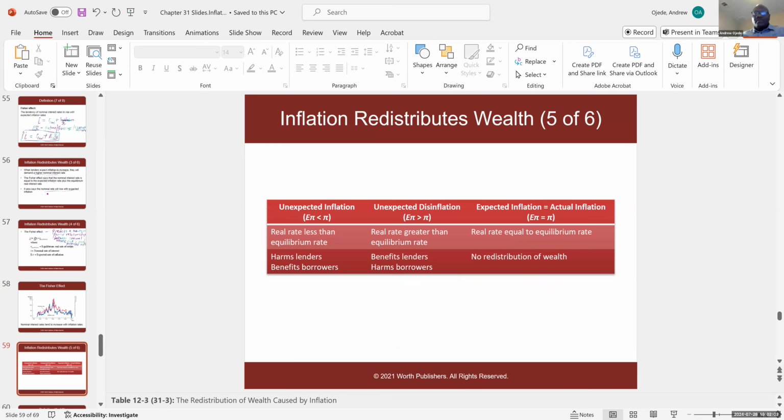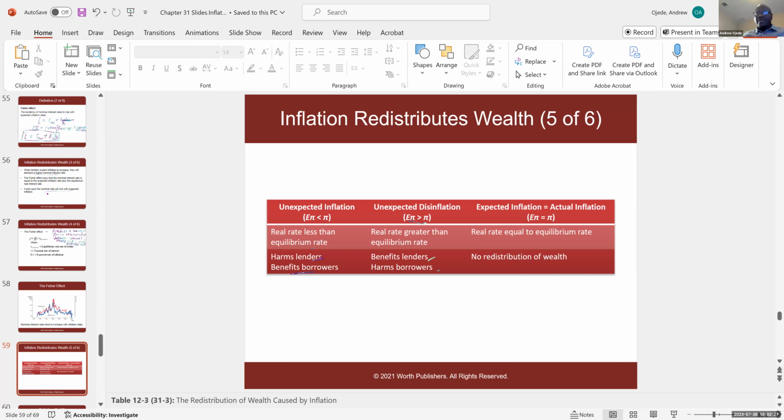Okay. So think about that. If expected inflation is less than actual inflation, the real rate is less than the equilibrium rate, this harms lenders and benefits borrowers. That's true. But if expected inflation is greater than actual inflation, what people are predicting, then this is going to benefit lenders and it harms borrowers.